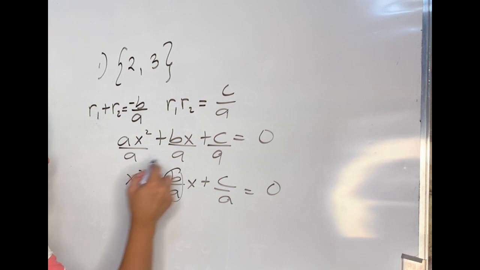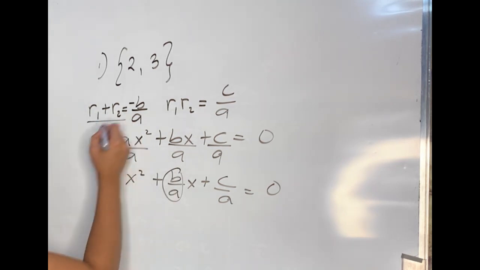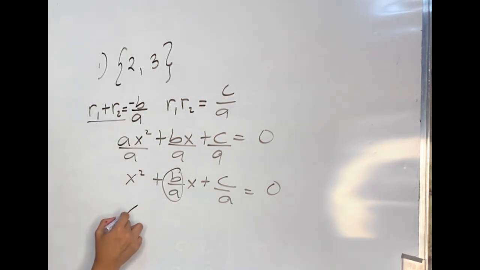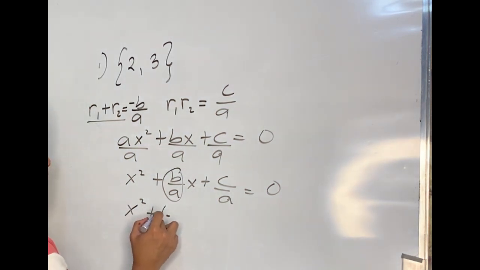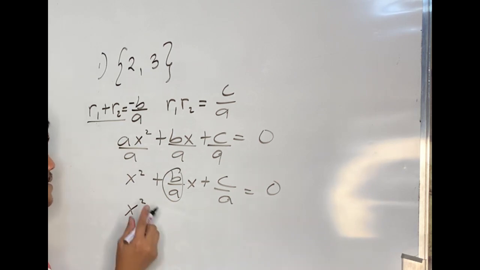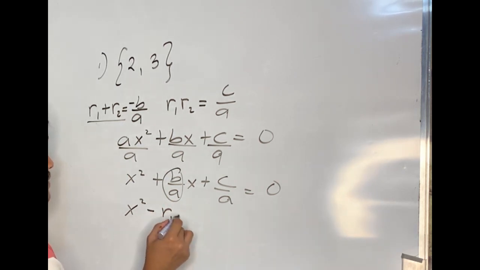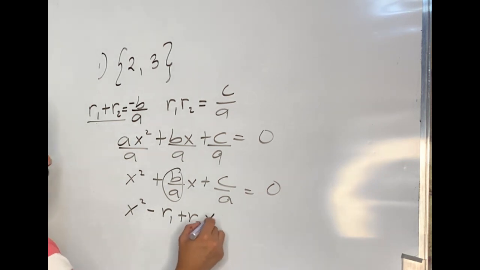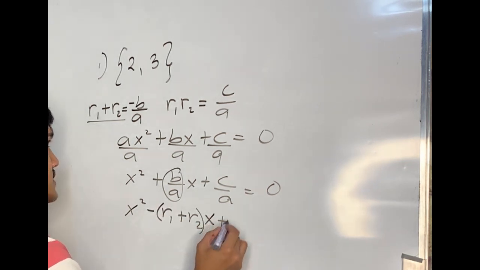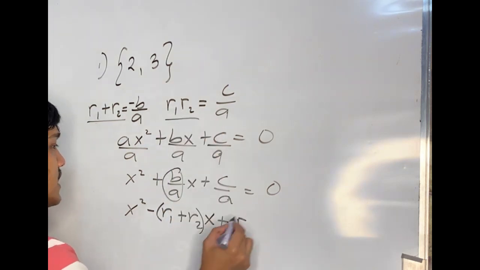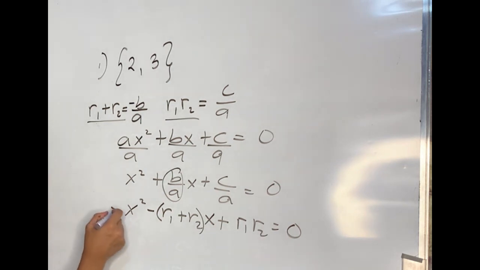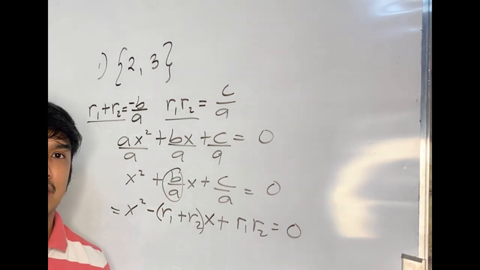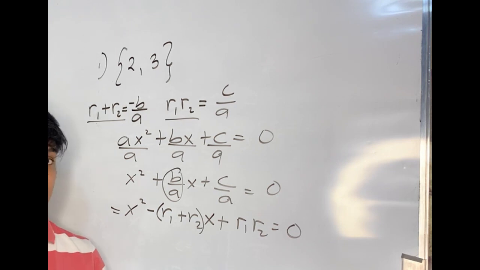We all know that b over a is the negative of r1 plus r2. So substitute: x squared plus the negative of r1 plus r2, or just minus the sum r sub 1, r sub 2, x plus our product, which is r sub 1, r sub 2, is equal to 0. Now we could use this formula in identifying the quadratic equation given the roots.